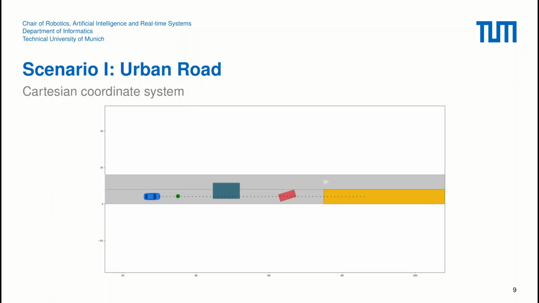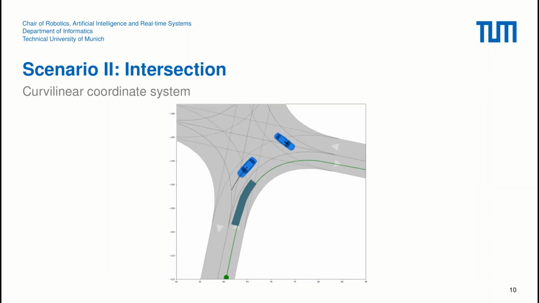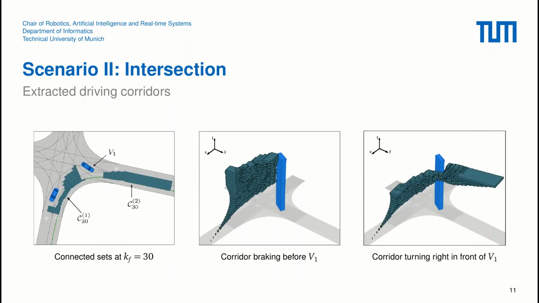The first scenario illustrates an urban driving situation with a static obstacle in front of the ego vehicle and another vehicle approaching from behind. It can be seen from the animation that the computed drivable areas detect the narrow passage on the left side of the static obstacle. Our second scenario is a four-way intersection with the presence of two other vehicles. This computation is done within a curvilinear coordinate system. We further use this scenario to demonstrate the extraction of driving corridors.